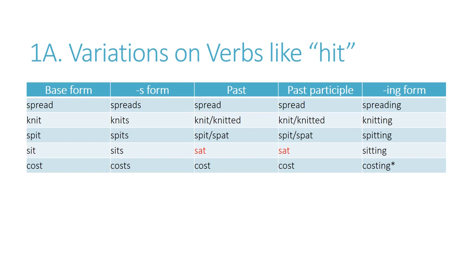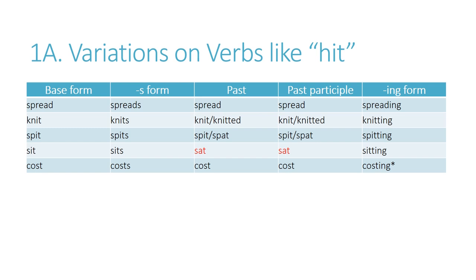Then we have spit. Spit has two different forms in the past and the past participle. It follows the basic same structure as hit. Spit, spit, spit, but also acceptable in the past is spat and spat. So there are two different forms that can be used. Now, the next one, sit, is not exactly the same as hit, but it follows a pattern that was used with the verb spit, in that it changes to an at sound. So it goes sit, sat, sat.